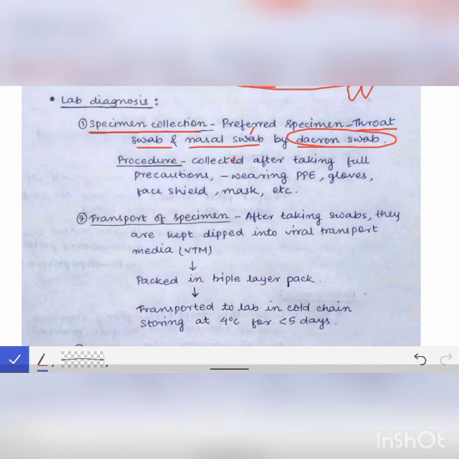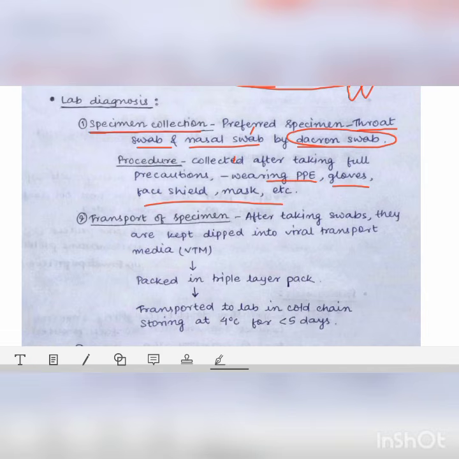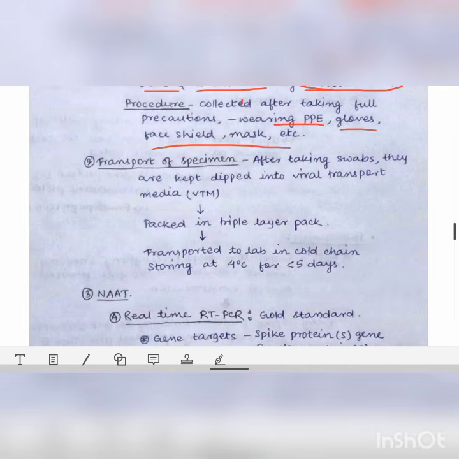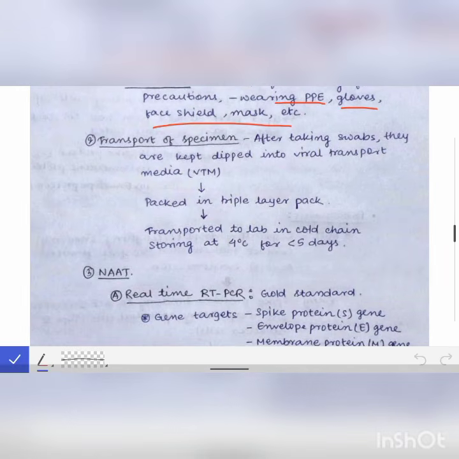The procedure that is given by the guidelines of India should always be followed, and the specimen should always be collected taking full precautions, like wearing the PPE, gloves, face shield, etc., which are the components of the PPE. So wearing all these things, we should collect the specimen, not without them.